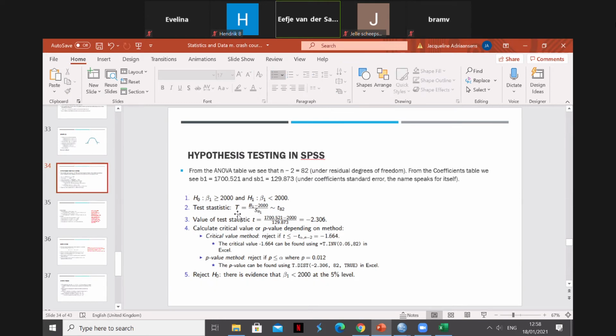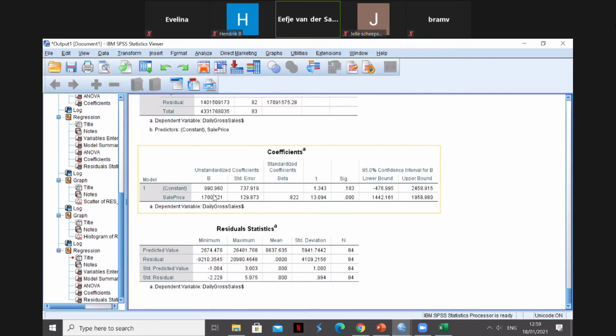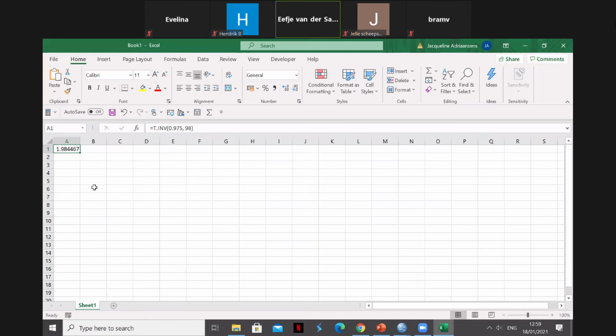Step 2 is the test statistic. Here it's a t-test because you want to test only one thing. You just write down the formula and fill in the hinge, the 2000, under T82, because that's our degrees of freedom, but I usually don't include it. Then you get the value of the test statistic. We can actually calculate it ourselves, so we will do that. You get this number, copy it, and put it in Excel.